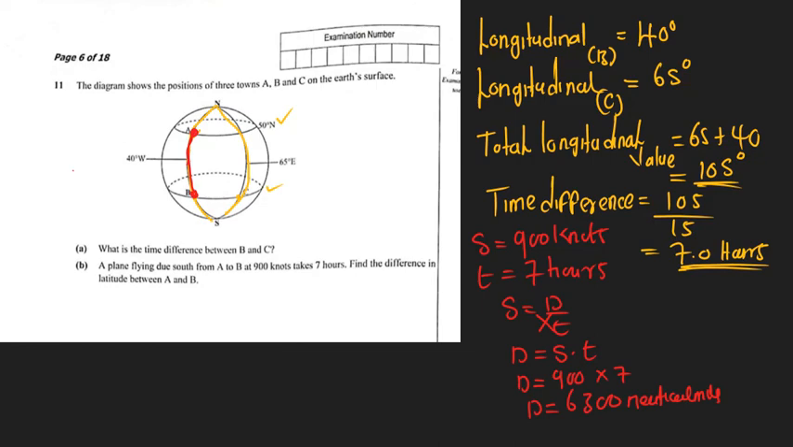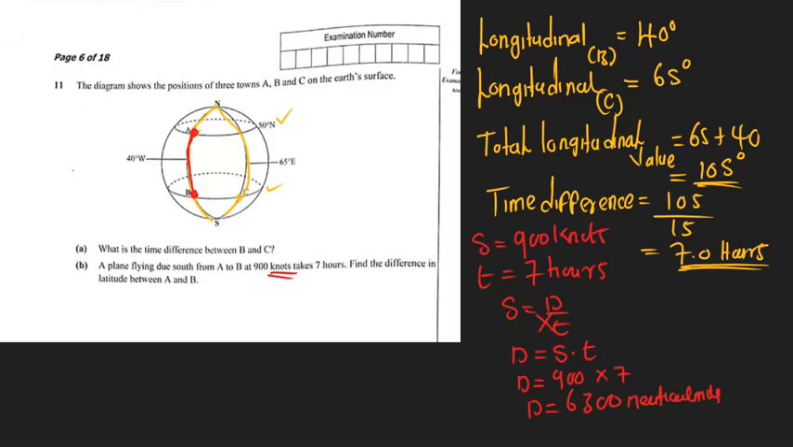Now, after you get this particular distance, what is the next thing that you're supposed to do? When you're finding the distance, is it mandatory that it's always in nautical miles? It depends on what you've been asked, but use nautical miles because they are using knots.